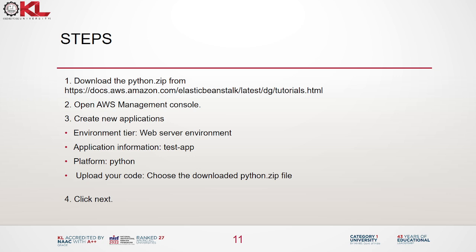Now, you have to download a Python application from the URL given. Then open your AWS Management Console. There you need to create a new application with the environment type as a web server environment, application as test app, platform as Python, and you can choose your downloaded code.